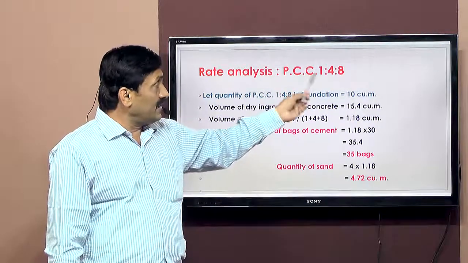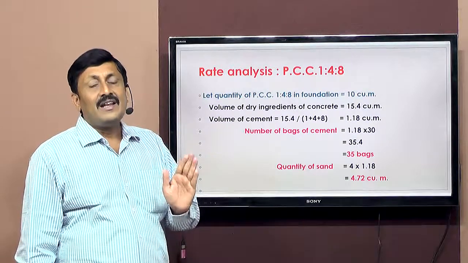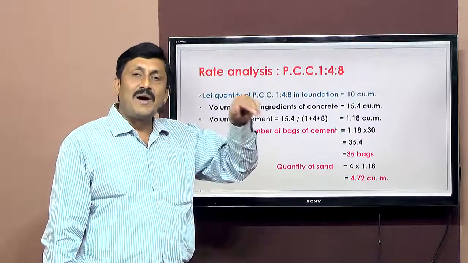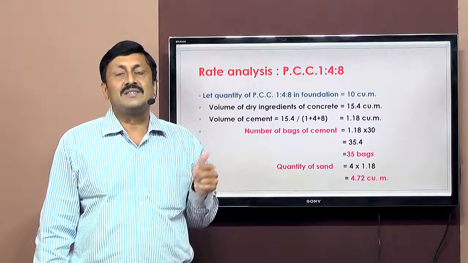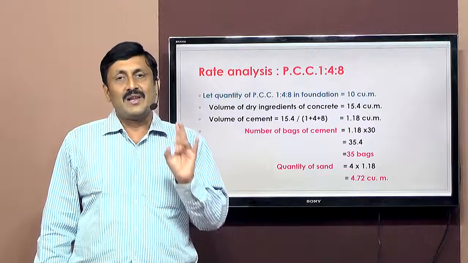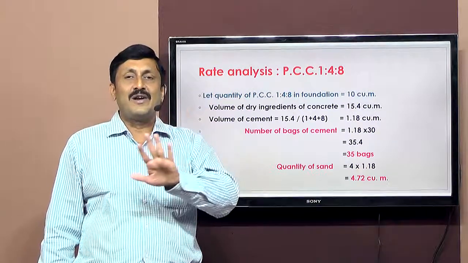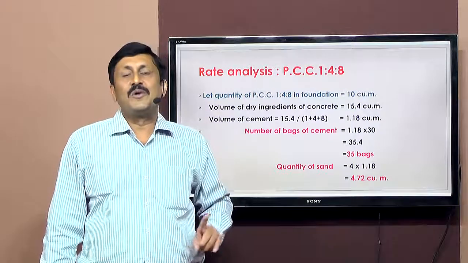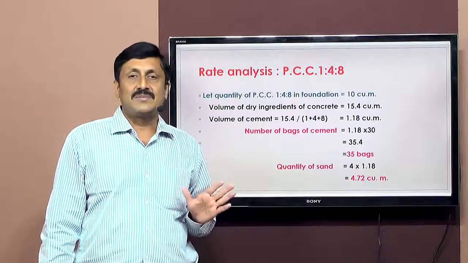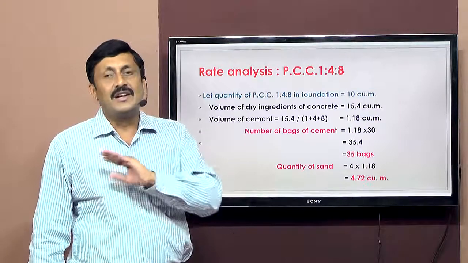Now if the proportion is 1:3:6, then it will be divided into 10 equal parts, that is 1 plus 3 plus 6. Then 1 part will be of cement, 3 parts of sand, 6 parts of aggregates. If it is 1:2:4, then 1 plus 2 plus 4 comes to 7, so that quantity of concrete will be divided into equal parts, with 1 part of cement, 2 parts of sand and 4 parts of aggregates. Please understand this concept of proportion and parts of the dry ingredients of concrete.